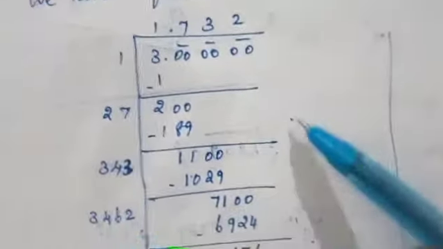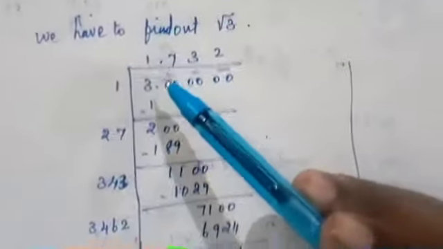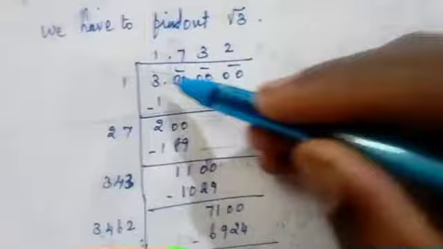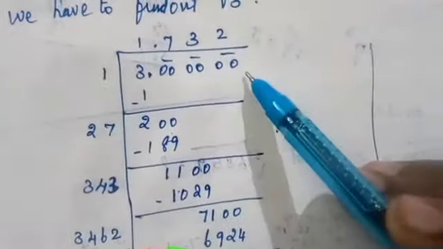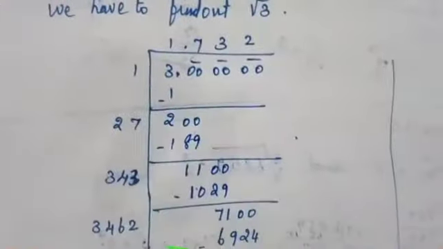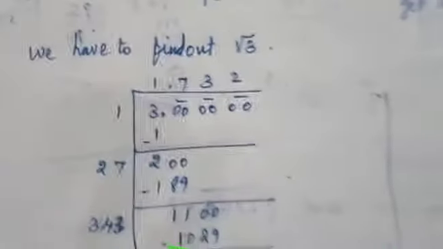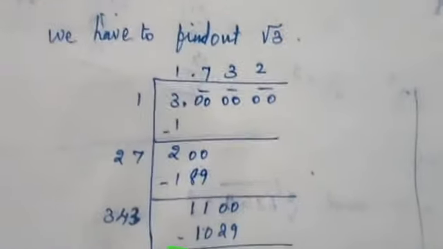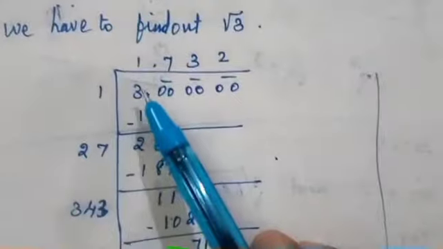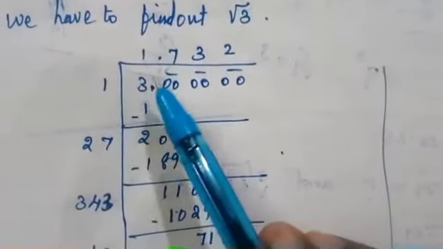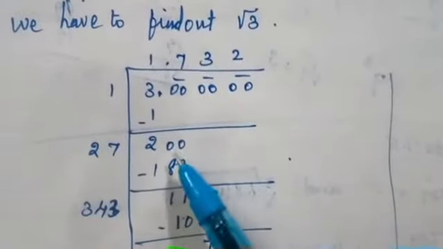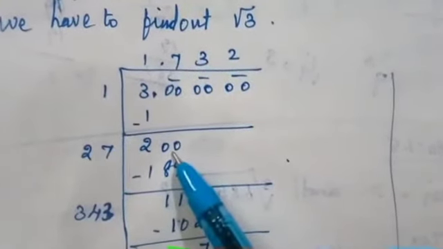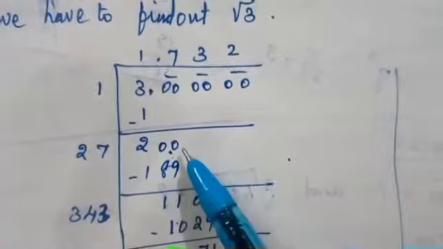So it is the long division method. Normally for 3 we want to find 3 decimal places, so you have to write 3 pairs of zeros. First you have to find the quotient: 1 time. 1 into 1 is 1. So the balance is 2. Bring down the next pair, so now it is 200.